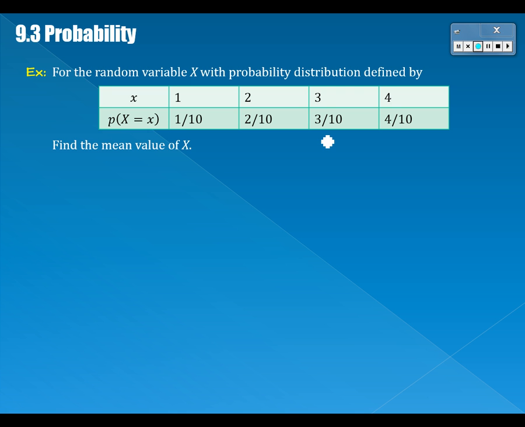Or you could think about there are 10 marbles in the bag. One of them has the number 1 on it. 2 of them have the number 2. 3 have the number 3, and 4 have the number 4 on them. Right? So whatever. What is the average value of all of those numbers? So there's a couple ways you could conceptualize it.